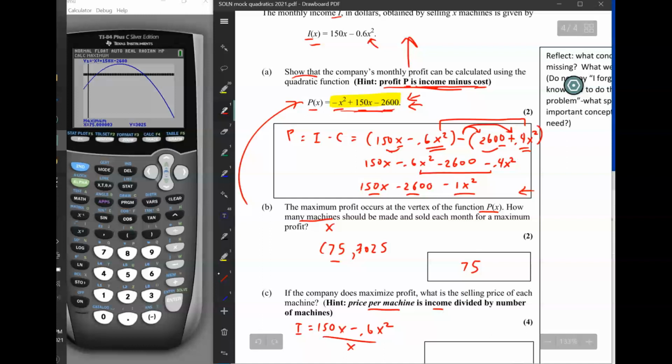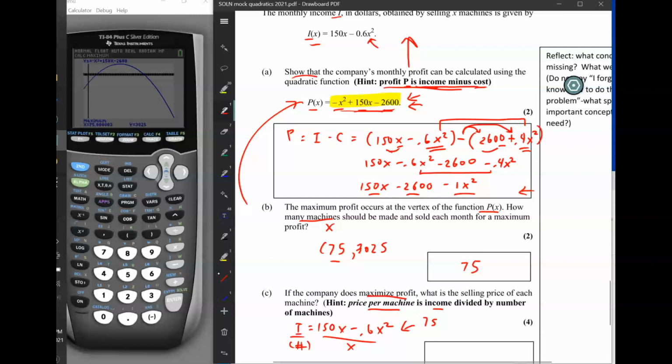Okay? And it says, what is the selling price for each machine? I know that this is dependent on x, and I know the x value which maximizes the profit is x equals 75. So I'm going to put in 75 in here, and that's going to give me my income divided by the number of machines, which is equal to (150x minus 0.6x squared) divided by x. I forgot to write that that's divided by the number of machines. Okay? I'll just put x here because we know that that's x.